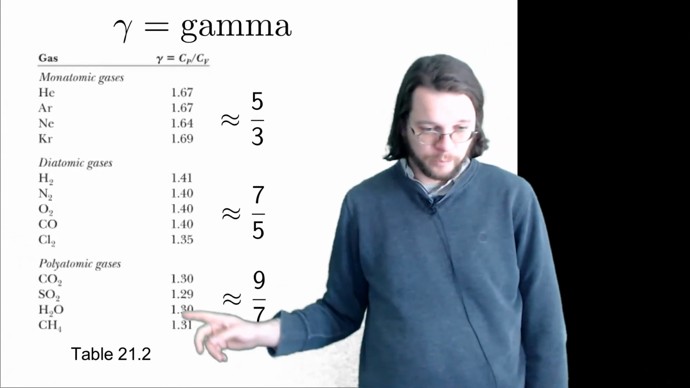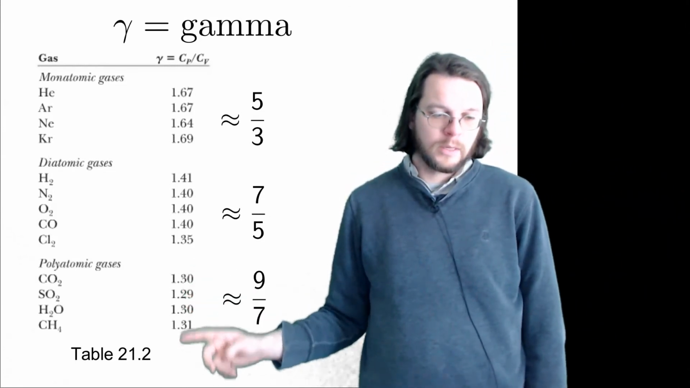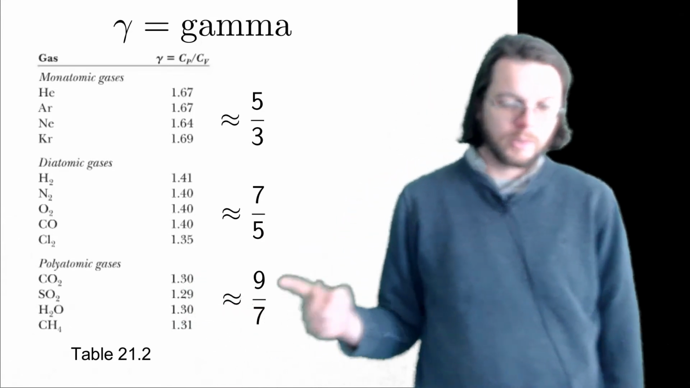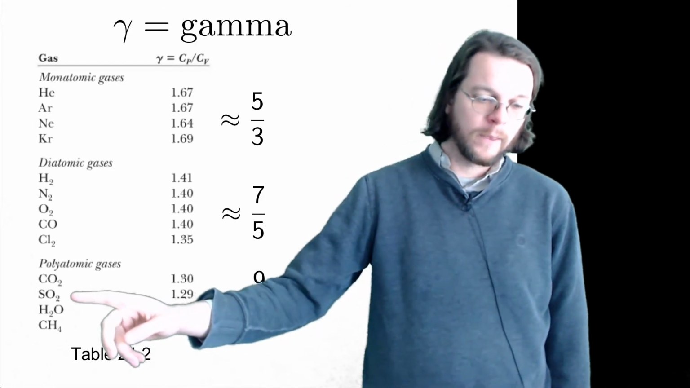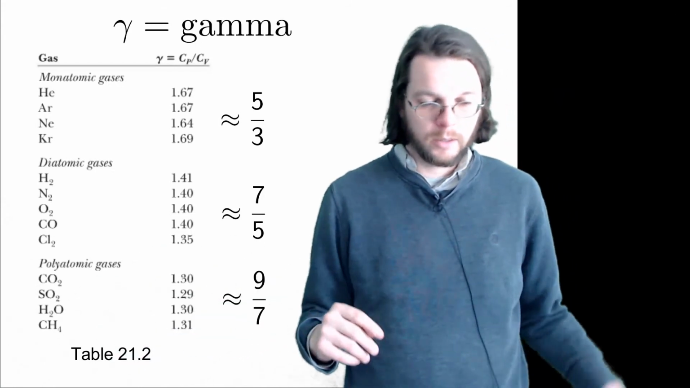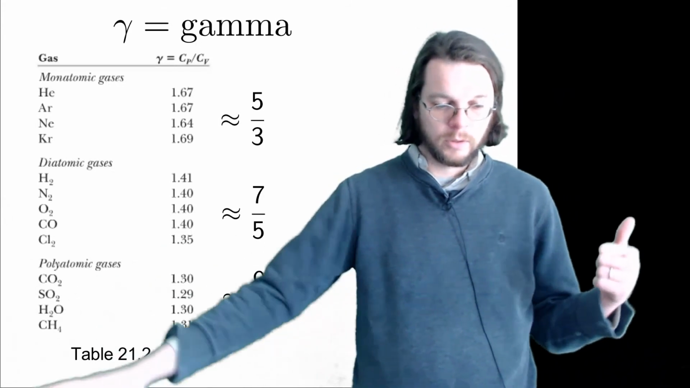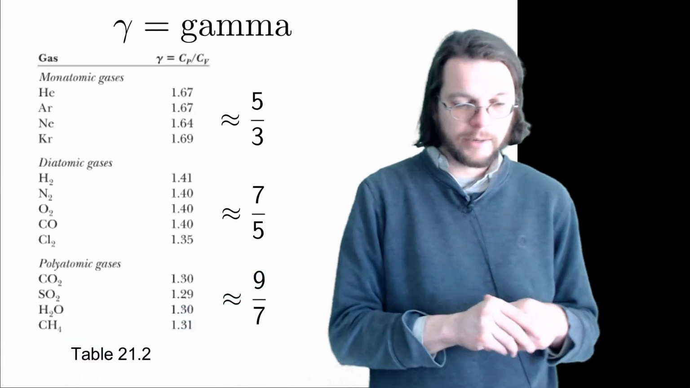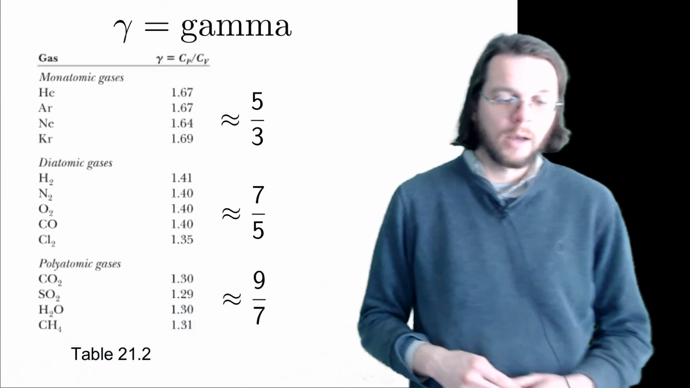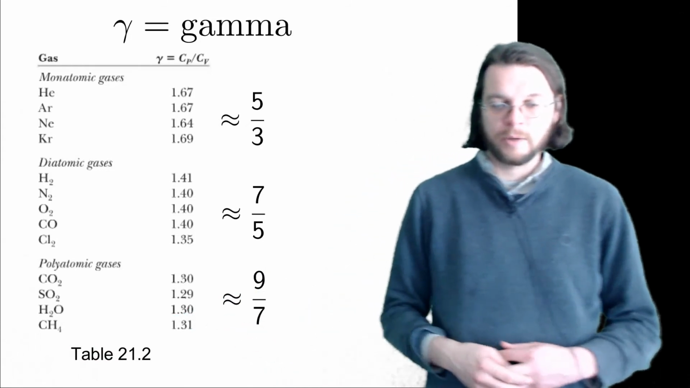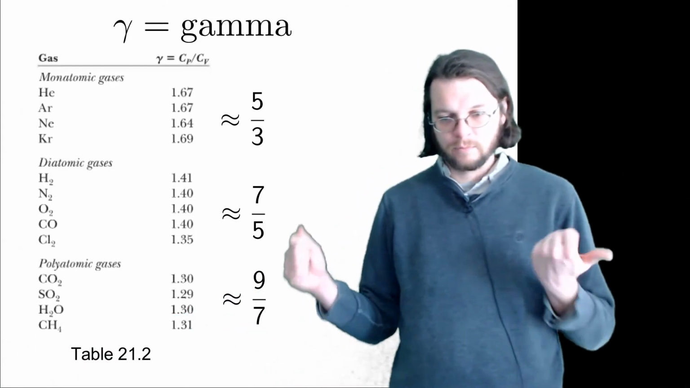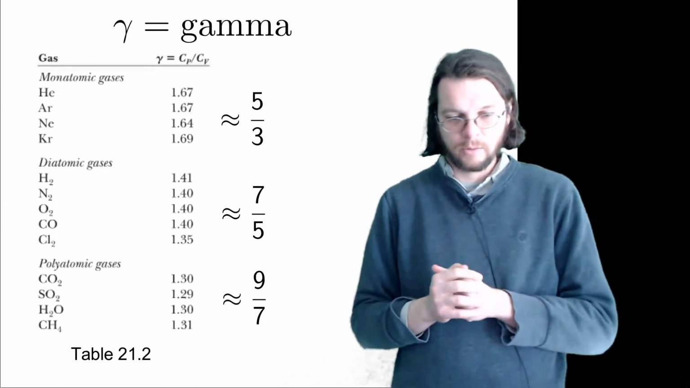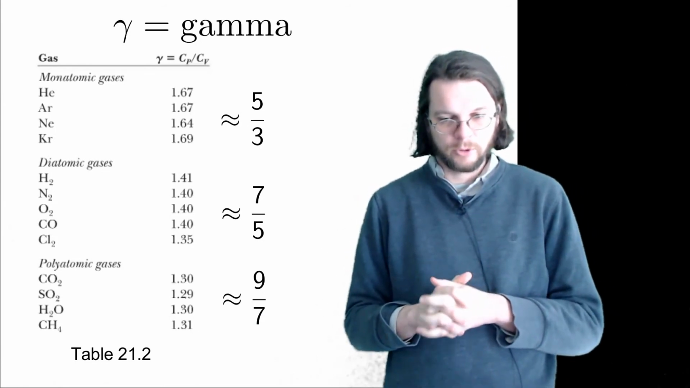And then these are polyatomic gases, so instead of having two atoms that are bonded together in a molecule, these are 3 or more, so methane here is 5 atoms that are bonded together. And these have yet a different gamma constant. And the difference has to do with the ability for these things to store energy, which I'll talk about in a second.